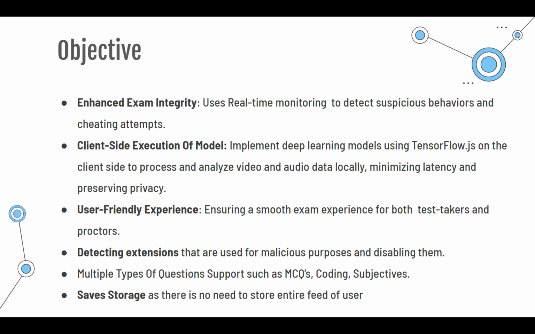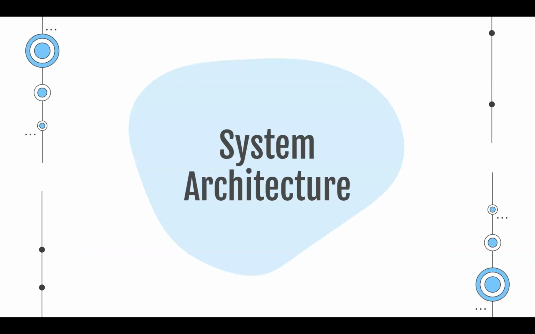The fourth most important point is that we detect extensions which can override some of the restrictions that the website or the platform actually performs on these systems. Then we have multiple types of questions supported, and we try to save the storage of the user. Let's move on to the system architecture.